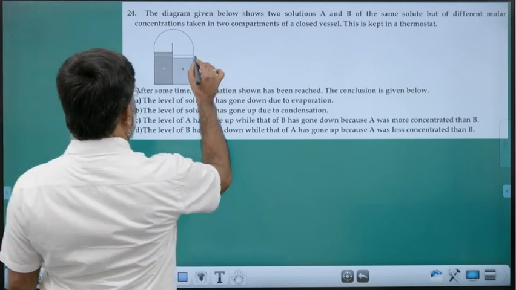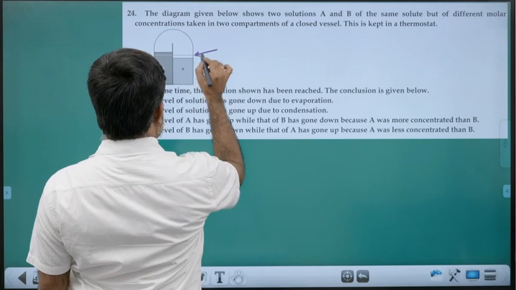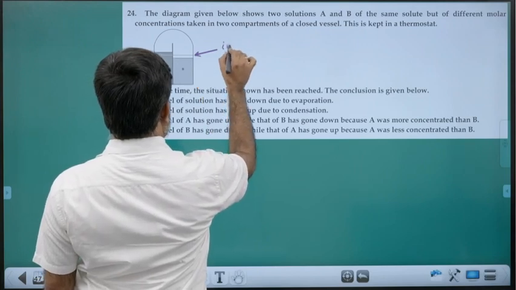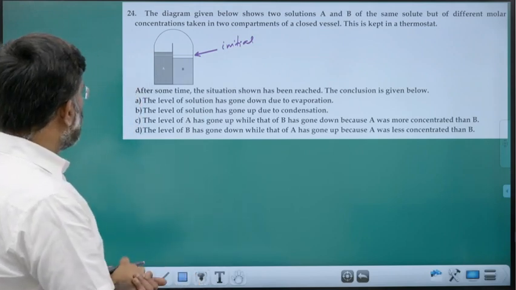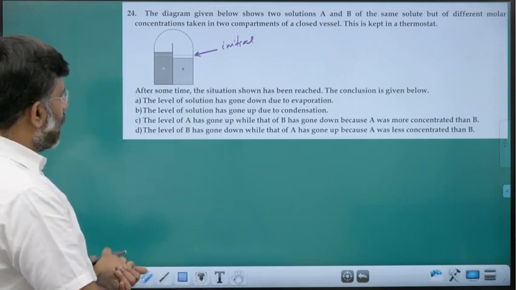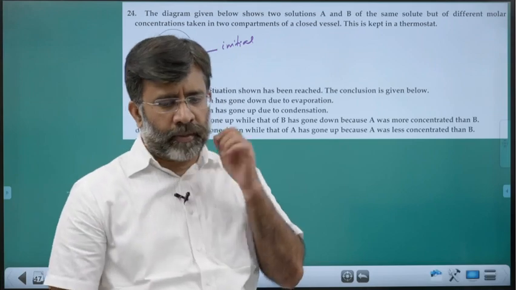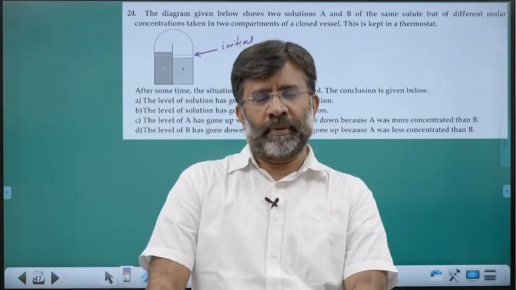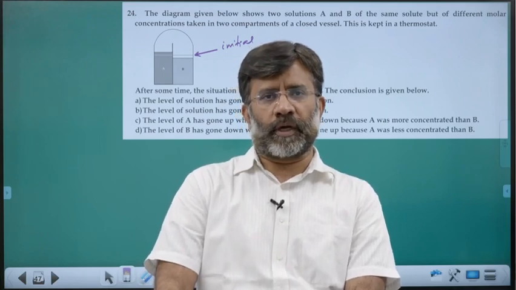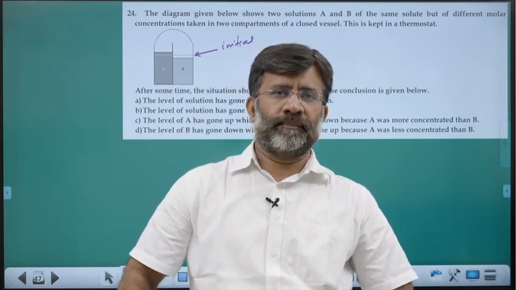Imagine this is the initial position. You see B has gone down and A has come up. That can happen only when B is a dilute solution. B is a dilute solution. Why?